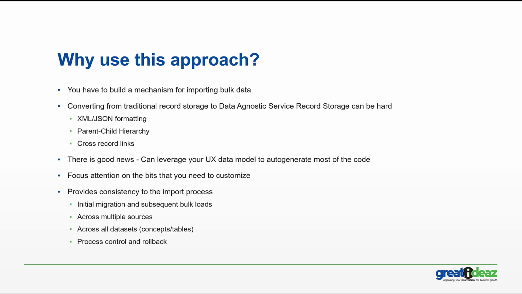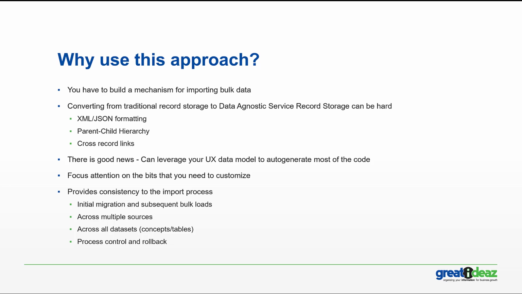I've got to convert from my traditional record storage where maybe I've got hundreds of tables, thousands, tens of thousands of columns, and we're saying, hey, take all of that complexity and stick it in an instances table, right? So converting this complex web of data, tables and columns and so on, into data agnostic record storage can be hard. You've got to figure out the XML to JSON formatting. You've got to be able to take the data that's in these hundreds of tables with different row formats and convert that into a simple XML fragment.